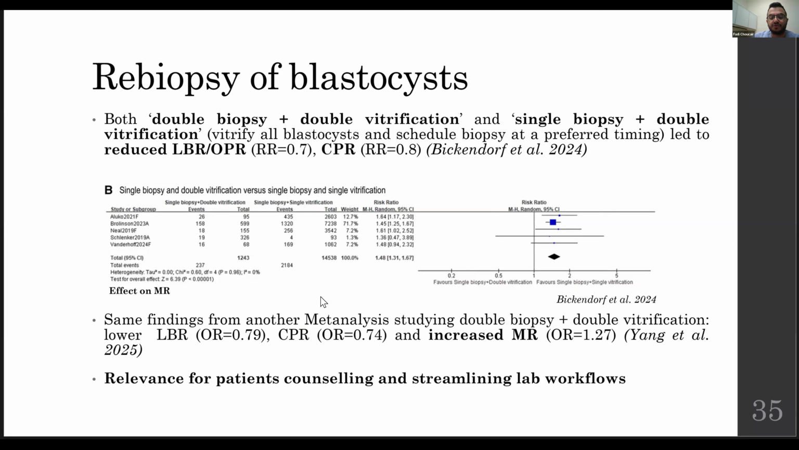In the same year, there were two interesting systematic reviews and meta-analyses, and both showed something about double biopsy, double vitrification, which means the embryos that showed an abnormal or inconclusive result, where the lab is obliged to thaw them, rebiopsy them, and refreeze them. That's the double approach.